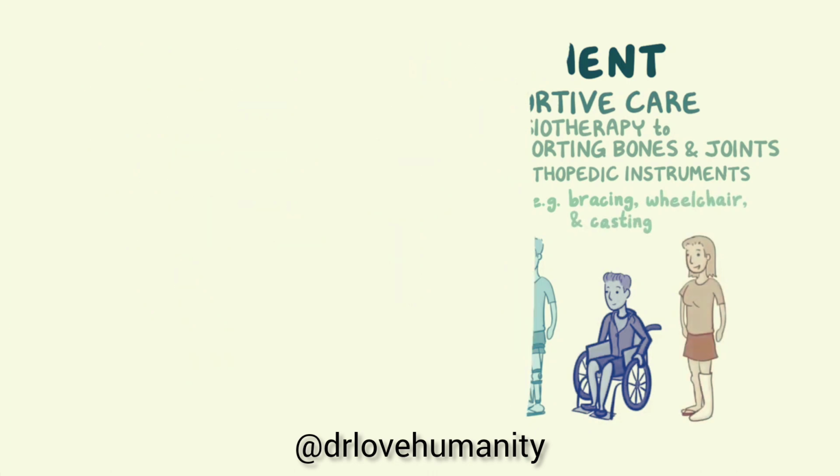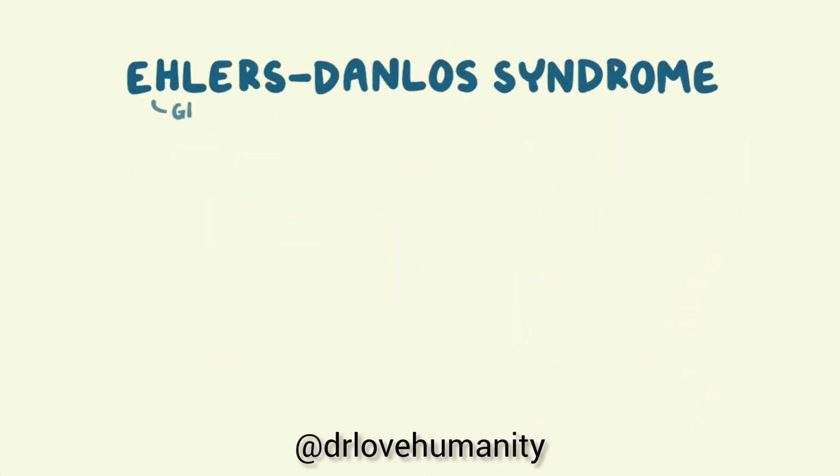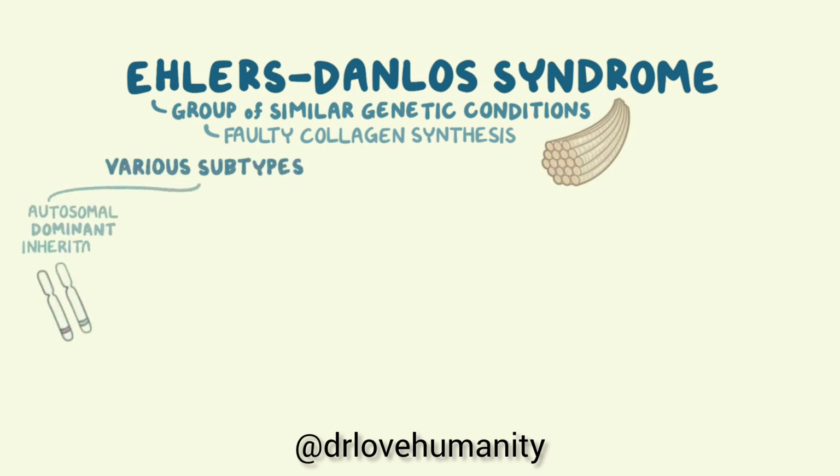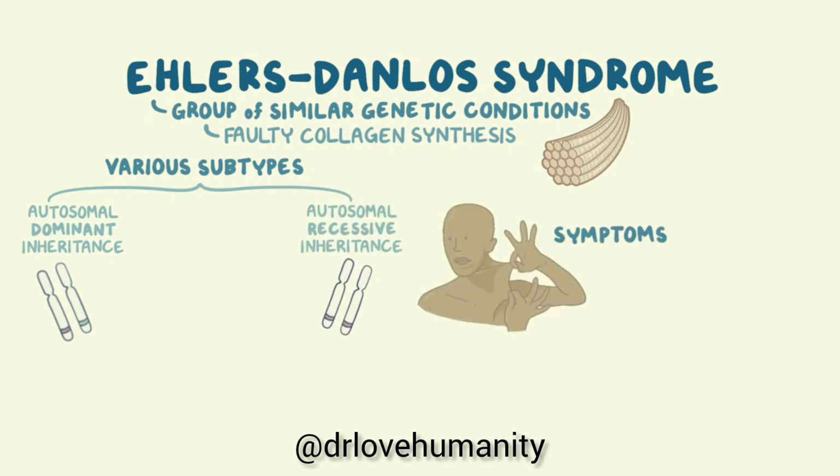Alright, as a quick recap. Ehlers-Danlos syndrome is a group of similar genetic conditions caused by faulty collagen synthesis. There are various subtypes, some of which follow autosomal dominant inheritance, whereas others follow autosomal recessive inheritance. The hallmarks of symptoms are stretchy skin, easy bruising, and joints that are super flexible.